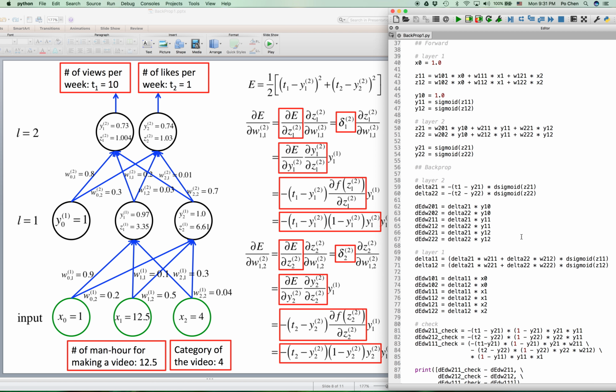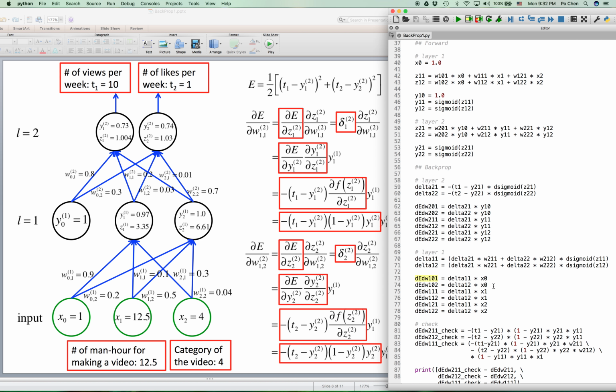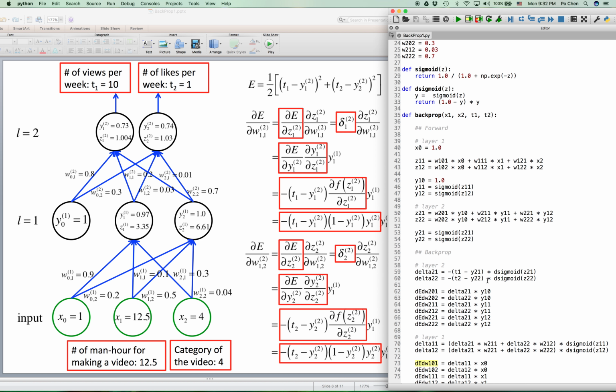And this backprop function is going to return a Python tuple with the 12 derivatives of the error with respect to the 12 weights. And then inside the backprop function, the calculations are separated into 2 stages. We have 2 stages of calculation. That's the first stage, and then that's the second stage.